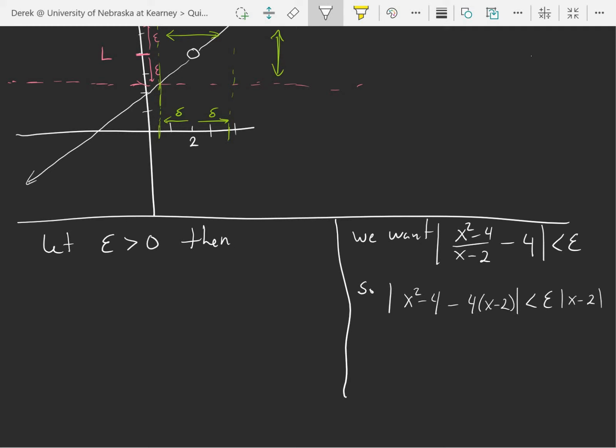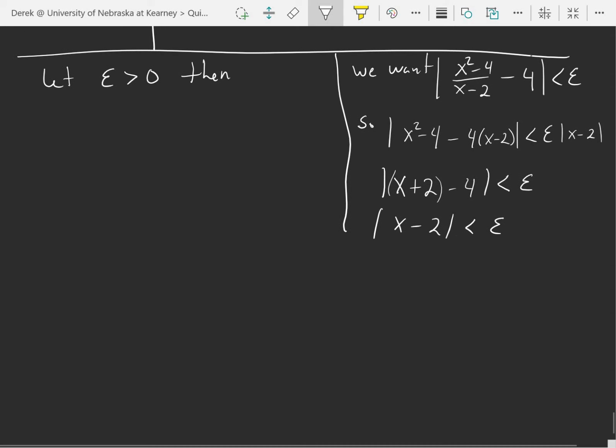I can factor out an x minus 2 on this left hand side as long as x isn't equal to 2. We're good with this. So let's take x plus 2, minus 4 in absolute value is less than epsilon, or x minus 2 in absolute value is less than epsilon, which tells me the distance that x has to be from 2 is also less than epsilon. This gives me my delta right away. So delta equals epsilon.